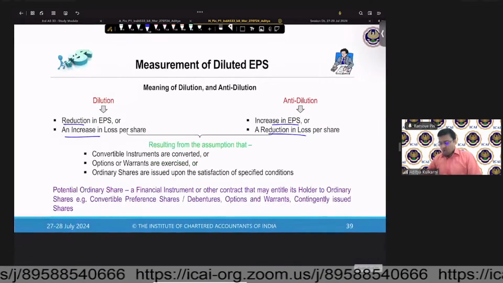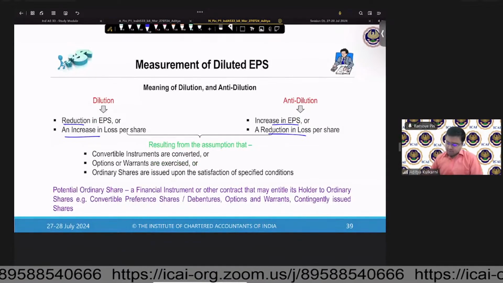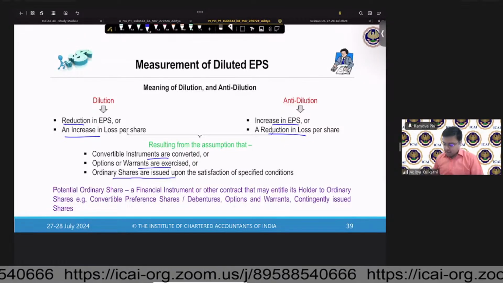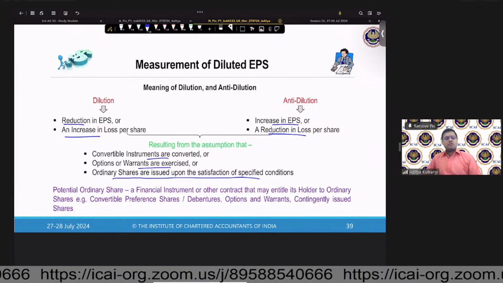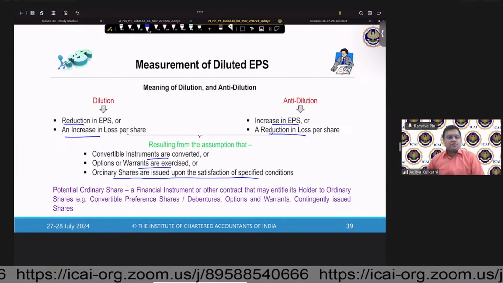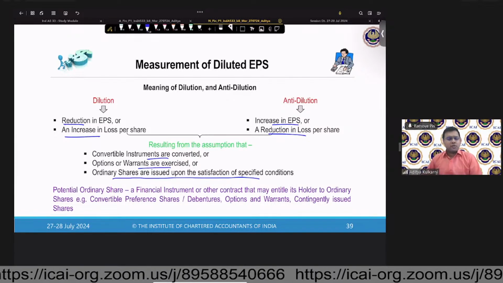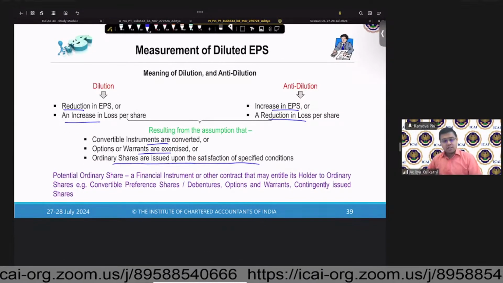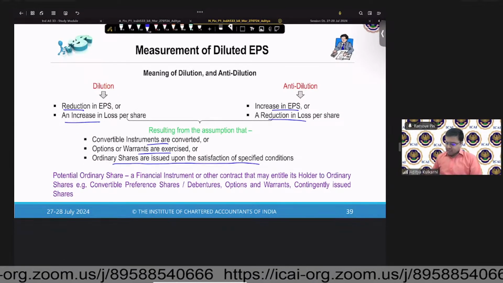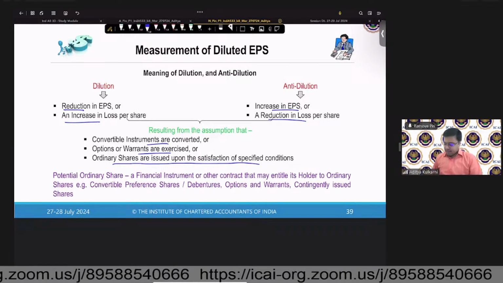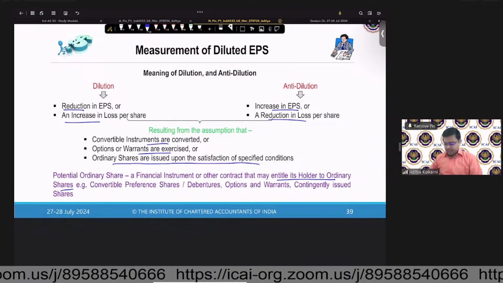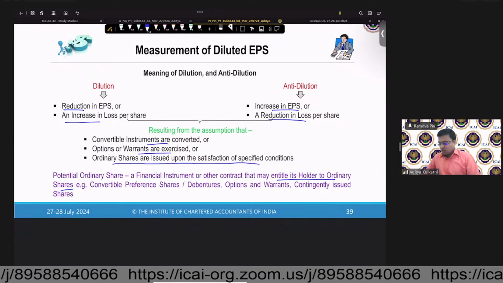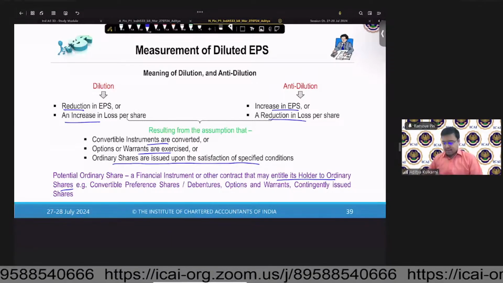Okay. So what happens? This results from the assumption that certain instruments are converted, warrants exercised, or ordinary shares are issued upon the satisfaction of specified conditions. This specifically is about contingently issuable shares. What do we understand by potential ordinary share? A financial instrument or other contract that may entitle its holder to ordinary shares, like convertible preference shares or debentures, options, warrants, contingently issued shares, etc.